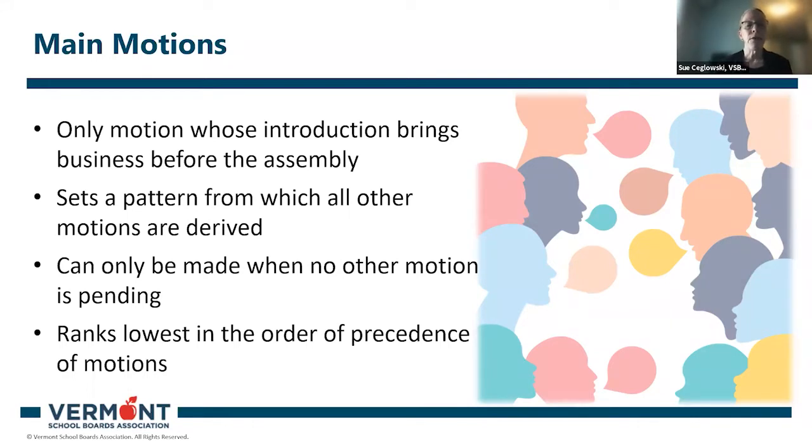Section 6 of Robert's Rules of Order notes the following about main motions. This is the only motion whose introduction brings business before the assembly. So the examples I gave you before about adopting a policy or approving the proposed budget, those are things that would be considered to be main motions. And they really set the pattern from which all of the other motions are derived.